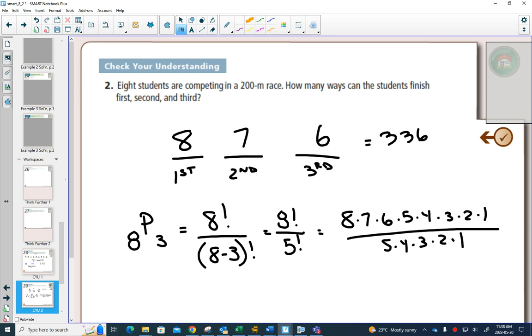You can see this is very similar to the questions we did right at the beginning of class. And that your 5s would simplify. Your 4s would simplify. Your 3s would simplify. Your 2s would simplify. Everything would simplify except for the 8, the 7, and the 6, which is exactly the same as what we've found with our spaces.